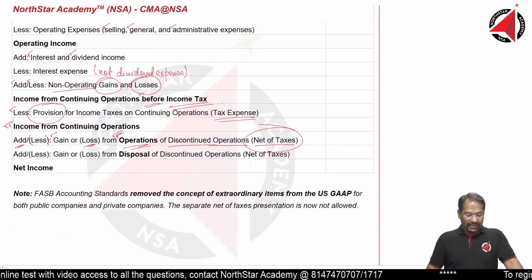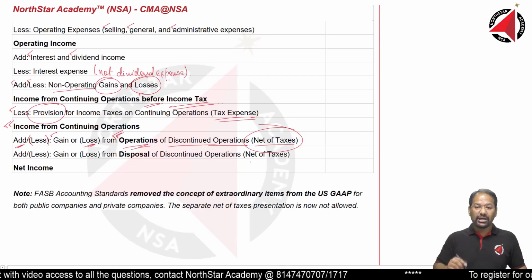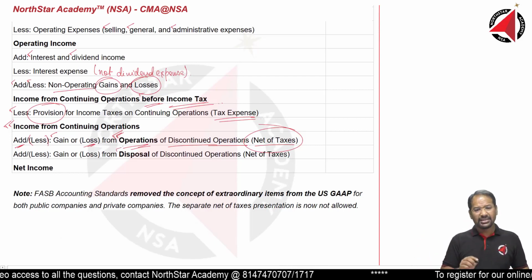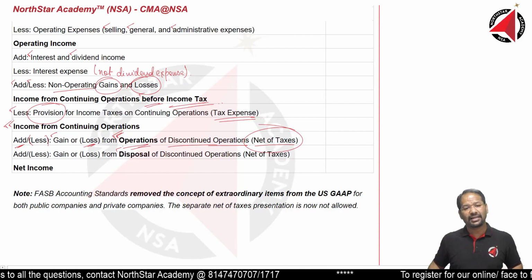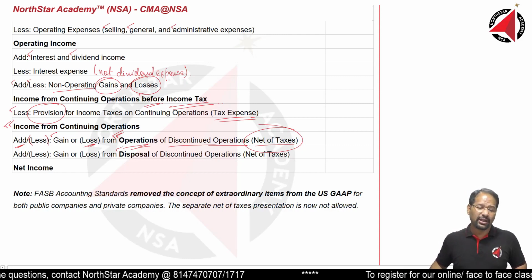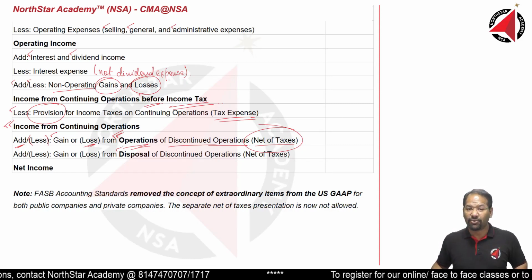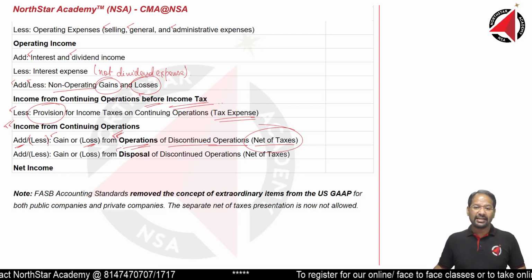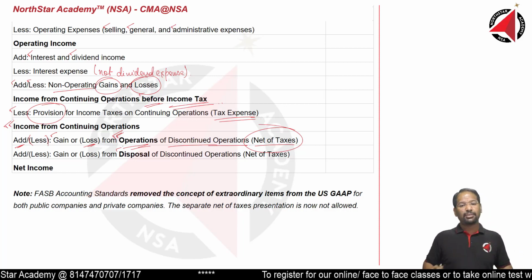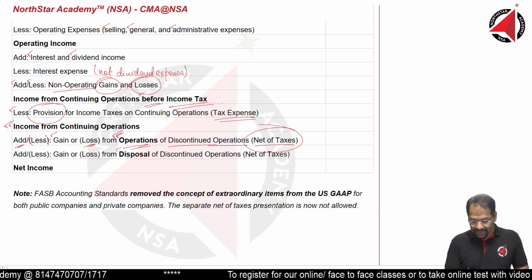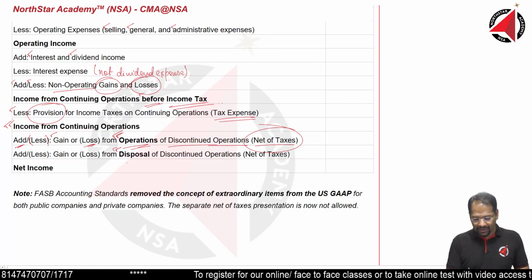Next one, gain or loss from disposal of discontinued operation. After 5 months, what will you do with that unit? What will you do with that machinery? You may sell it off. So when you sell off that entity, or when you sell off that machinery that belongs to that entity, what is the gain or loss that you got? That will be recorded here.